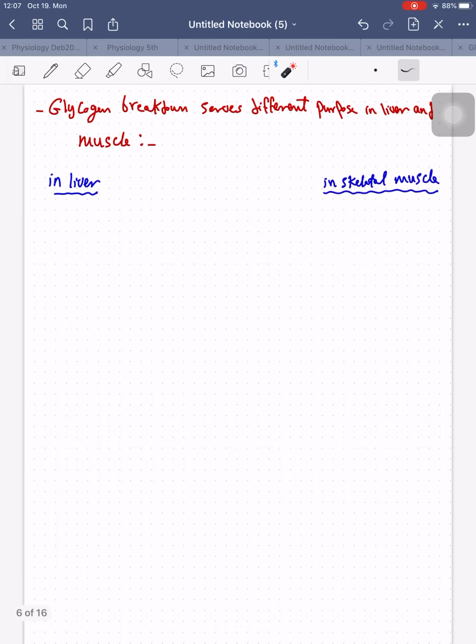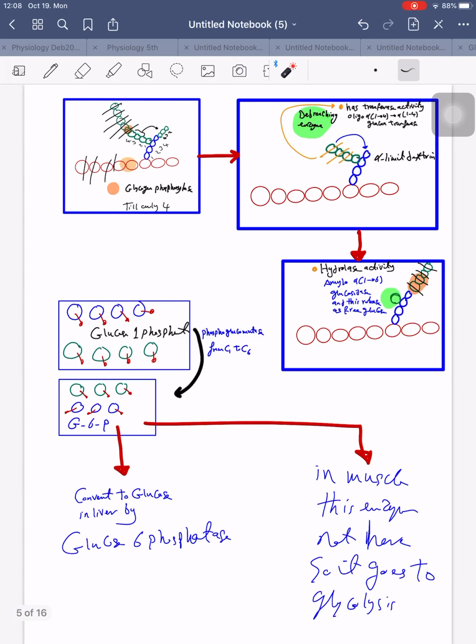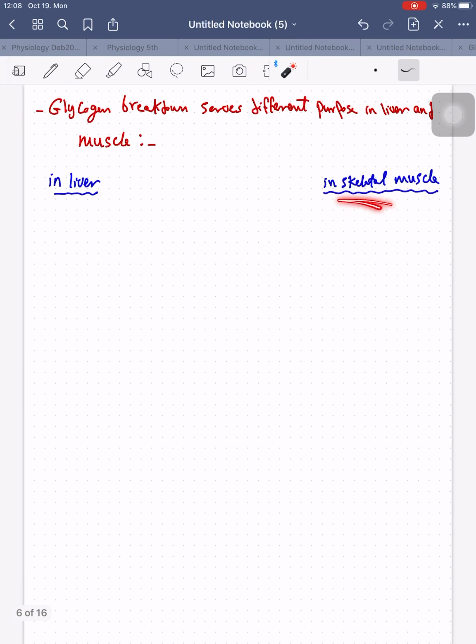So here we finish this one. So in this slide, glycogen breakdown serves a different purpose in liver and muscle. Yes, in liver, my target is to produce glucose to send to my brain, because our brain is only able to feed on glucose, while in muscle we don't have the facilities to convert glucose 6-phosphate to glucose. So in skeletal muscle, glucose 6-phosphate will directly continue glycolysis and produce energy. So I hope it's clear till here.